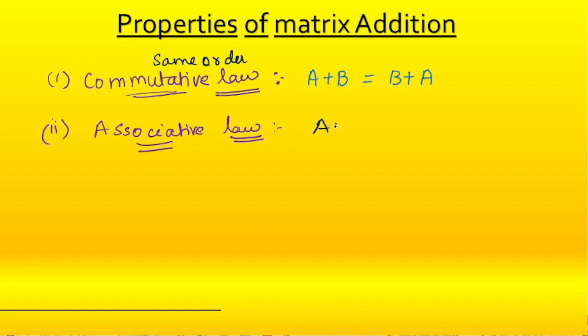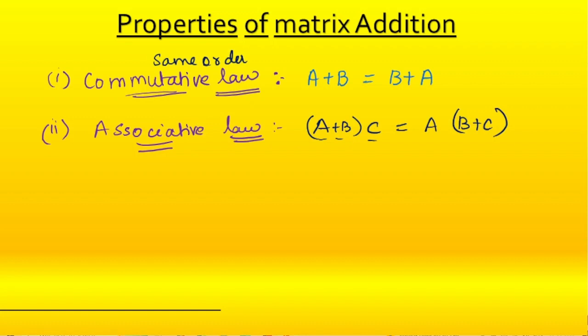If your A plus B into C matrix will be equal to A plus B into C matrix. Clear? So A plus B into C matrix will be equal to A into B plus C matrix. All are matrices. Respectively, A, B and C, all the three are matrices and should have the same order. Okay. This is associative law.